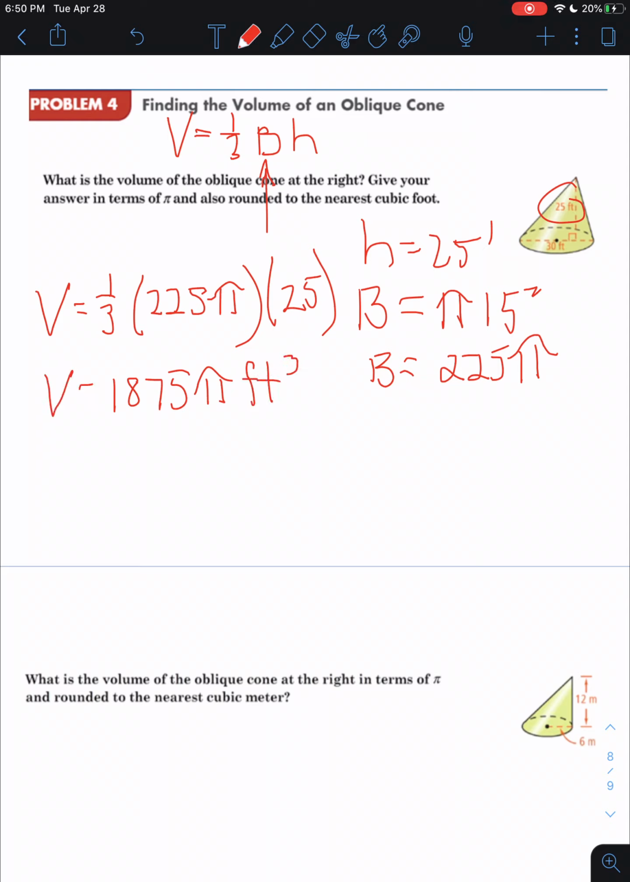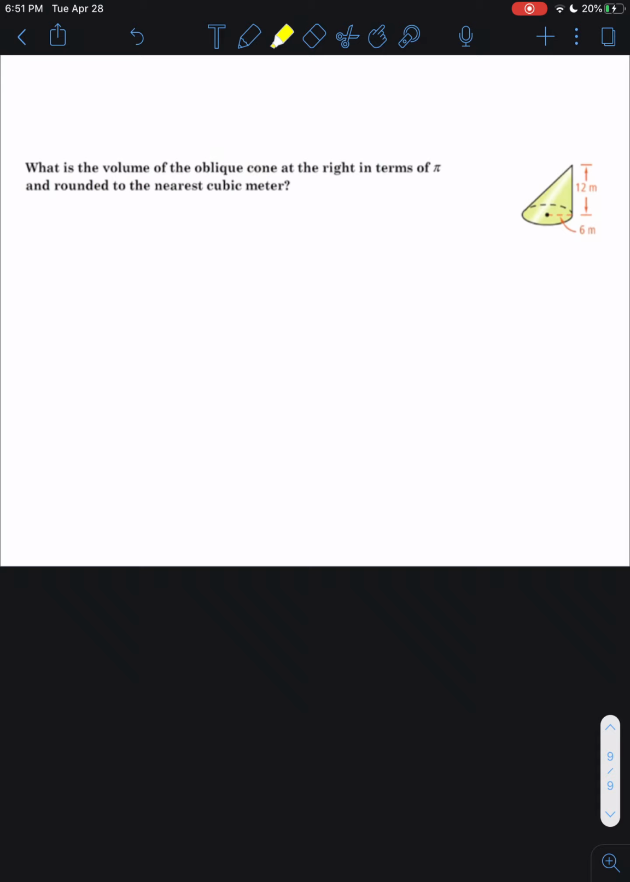And there's my volume. So really, guys, it's a plug and chug formula. You're just sticking everything inside of this formula. Find your area of base, find your height, multiply those together, and then divide by 3 or multiply by a third. All right, not a difficult set today.